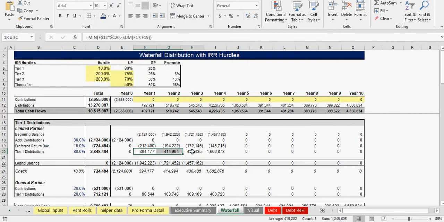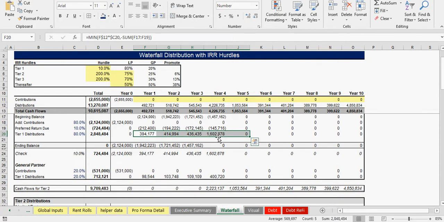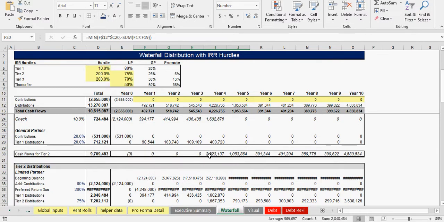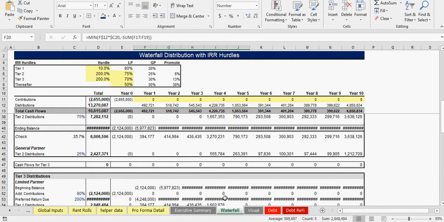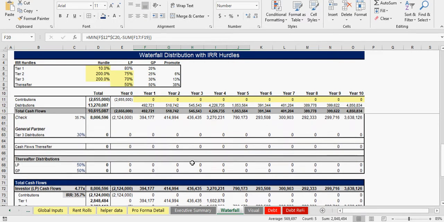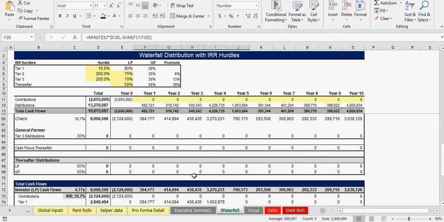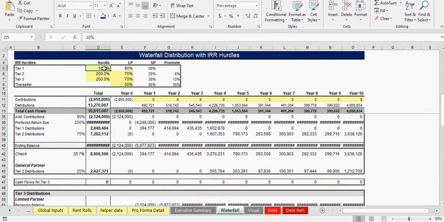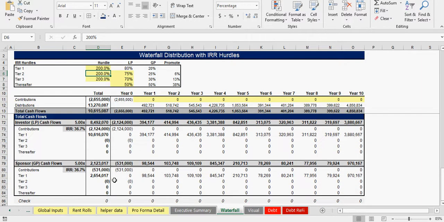Let's see. So tier 1, and then we've reached the balance. Tier 2: none, they never reached 200%. I think it's because you reach that 10% hurdle and you split it, then up to, you never reach 200%. So it's kind of like a mix between 80-20. Let's put the initial hurdle up to some crazy number. And then the sponsor should be lower, or the same. There we go. So yeah, it's the same.